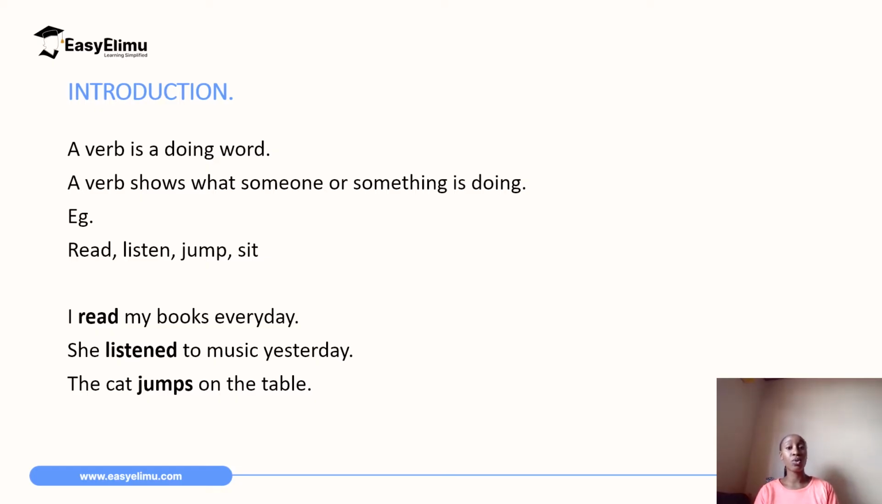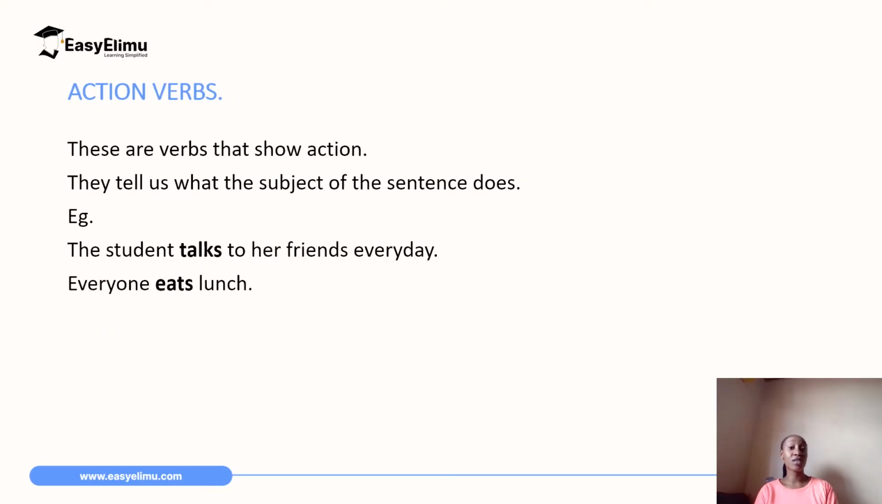And we are now going to go into action verbs. Just from the name, these are verbs that show us actions. They tell us what the subject of the sentence does. Now, in a sentence, there is a subject, there is a verb, and there is an object. You're going to learn about that a little bit later. But a subject is the person or the thing that performs the action. And the action in this case is the verb.